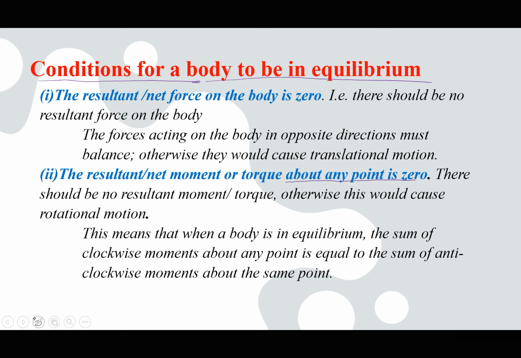So this means that when a body is in equilibrium, the sum of clockwise moments about any point is equal to the sum of anticlockwise moments about the same point. So that is extremely important. So there are two conditions for a body to be in equilibrium. The net resultant force should be zero, and the net moment should also be zero. Those are the conditions for a body to be in equilibrium. Okay.